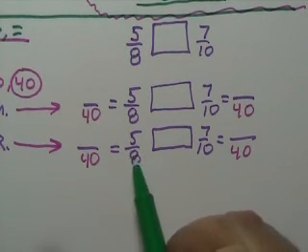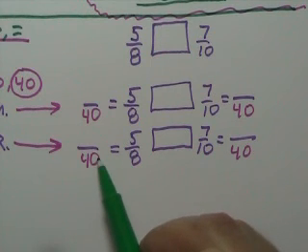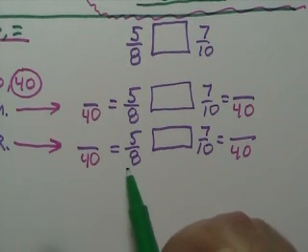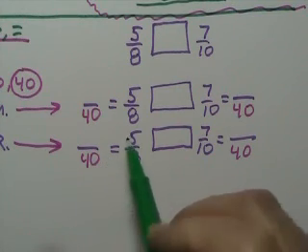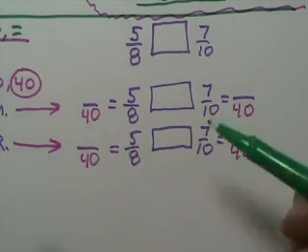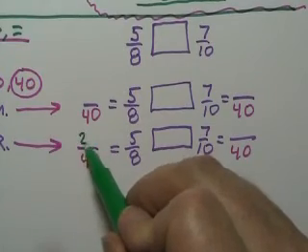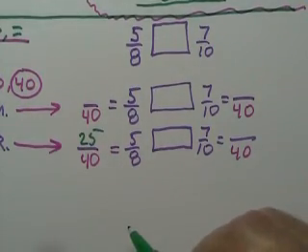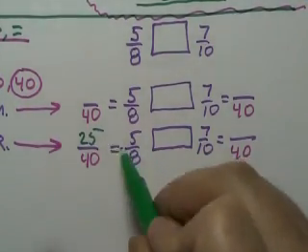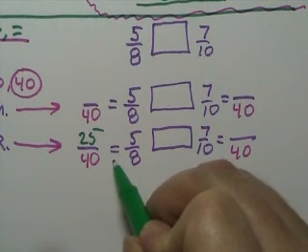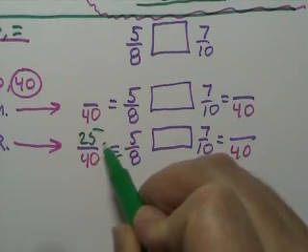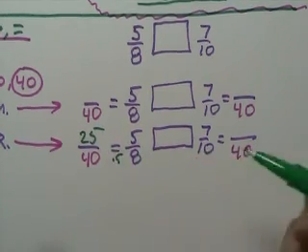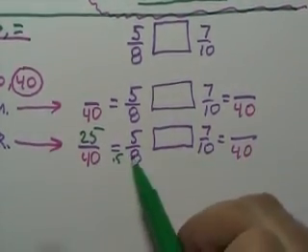So let's see. 8 times 5 is 40. So 5 times 5 is 25. Okay, see how I got that? I just multiplied this. I had to times this by 5, so I have to times this one by 5. I'm kind of going backwards. All right, or you could divide.